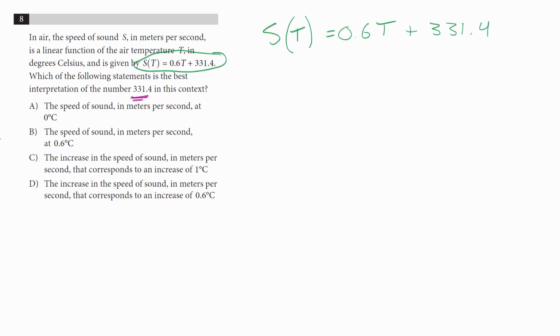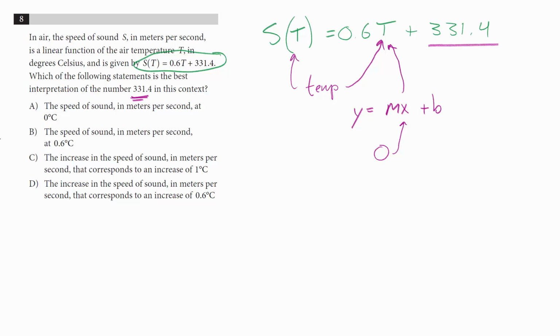If we look carefully at this function, s of T equals 0.6T plus 331.4. This value here is temperature. T stands for temperature. So it's written in y equals mx plus b format. So whenever 0 is our value for the independent variable, in this function we have T. That means the only value that's left over is the y-intercept. In this case, it's 331.4.